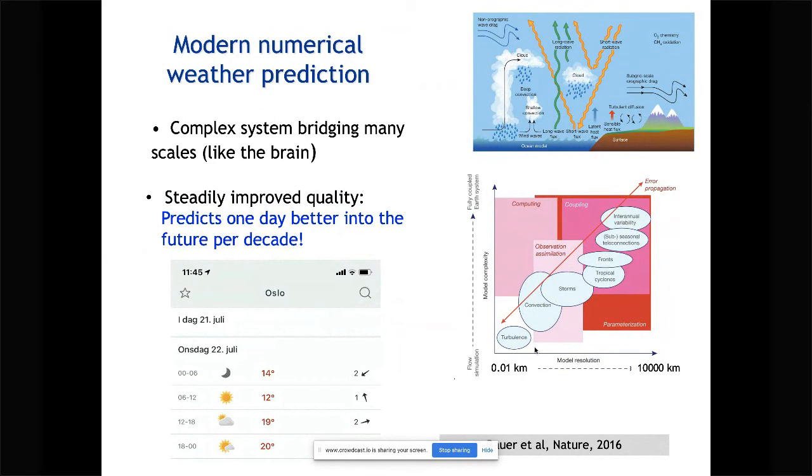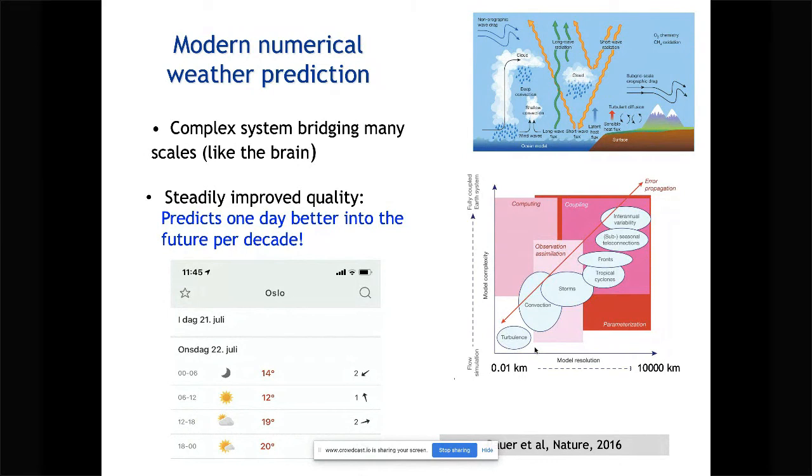It has gradually improved a lot over the years. I think the first one which actually turned out to be useful came in the 80s. But now it's been steadily improving, essentially one day better into the future per decade, meaning that the accuracy of a prediction today for 6 days into the future is the same as in 2010 for 5 days into the future. And of course, this has not been achieved by a single person or a single group. This has really been a whole field of meteorology, which has been able to do this, so that we now can get this very accurate weather forecast for everywhere in the world, including Oslo, on our smartphones.